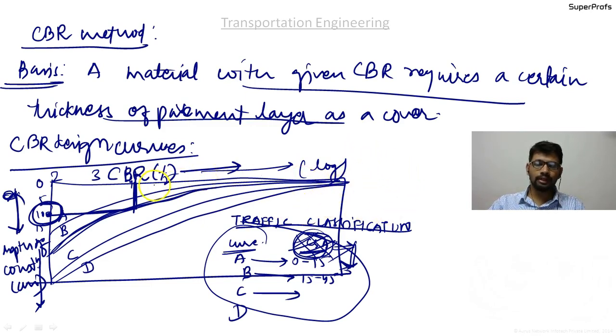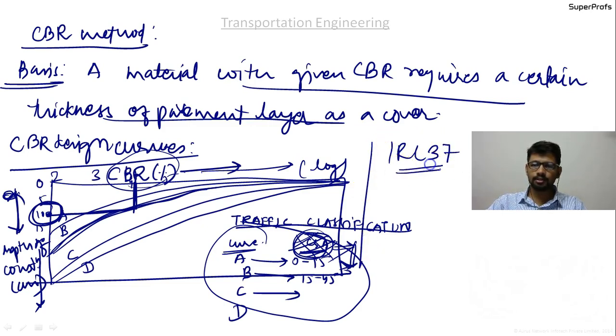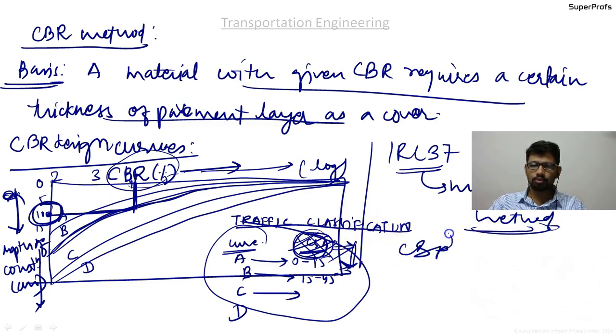We have to find out only the depth, that is the only output from this CBR and the cumulative standard axles in the modified CBR method. As per IRC, IRC 37 uses the modified CBR method, and there will be CSA, that is the cumulative standard axles, in this place.